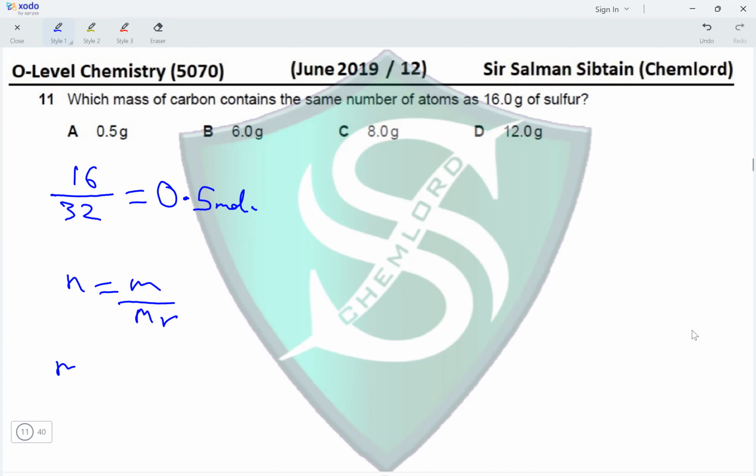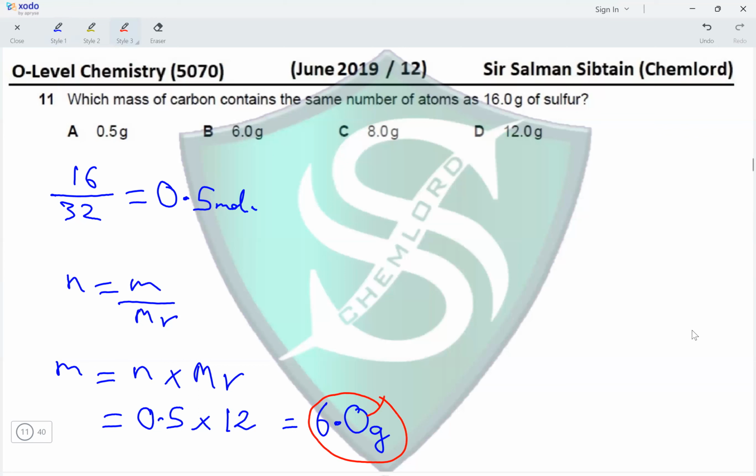Let's rearrange that. Mass equals number of moles times Mr, which would be 0.5 times 12. And in this case, the Mr would be the Ar here because it is an element, not a compound. So this would give us a value of 6.0 grams. So this makes option B the correct option for this question.